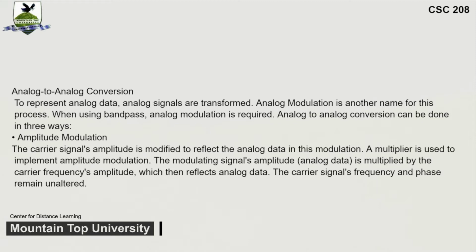Amplitude modulation. The carrier signal's amplitude is modified to reflect the analog data in this modulation. A multiplier is used to implement amplitude modulation. The modulating signal's amplitude, analog data, is multiplied by the carrier frequency's amplitude, which then reflects analog data. The carrier signal's frequency and phase remain unaltered.